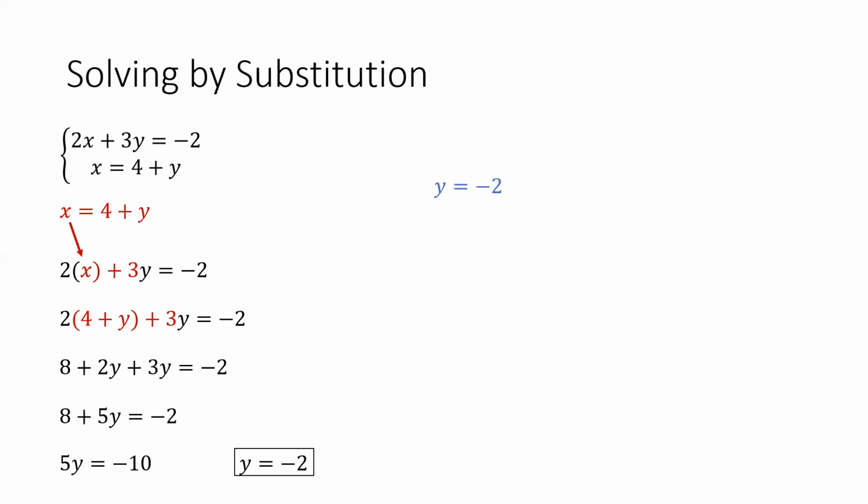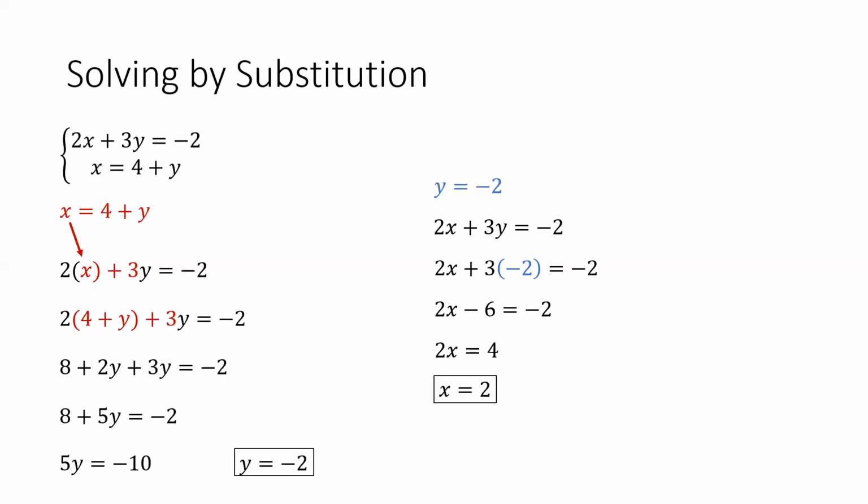I chose to plug it into the first equation, even though the second equation would have been easier. To solve for x, I replace my y with -2. 3 times -2 is -6. Add the 6 over, divide by 2, and get x is equal to 2. And y is equal to -2.